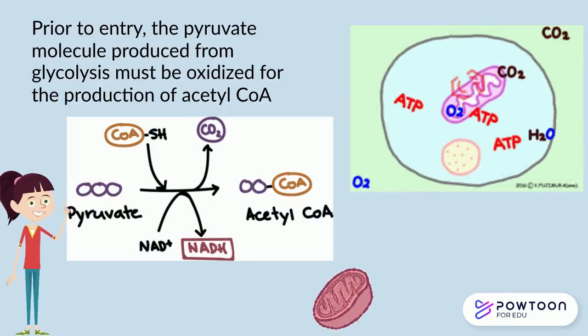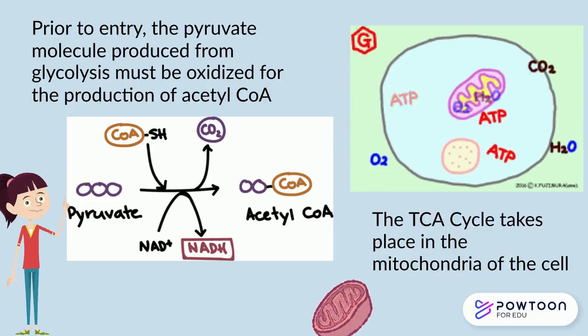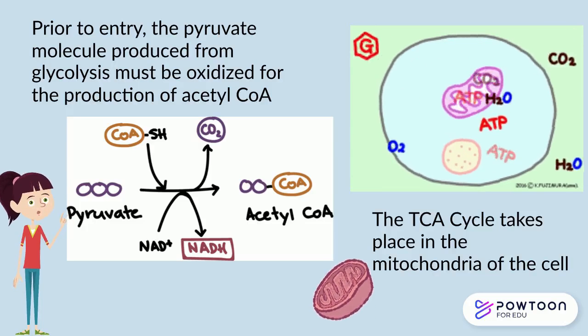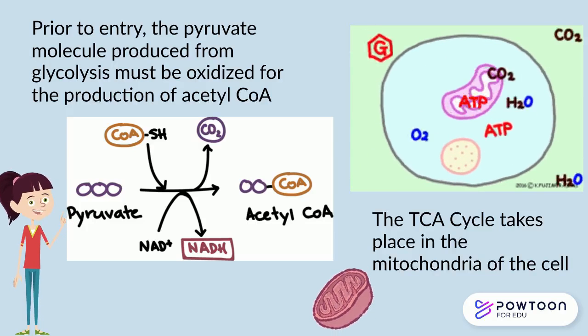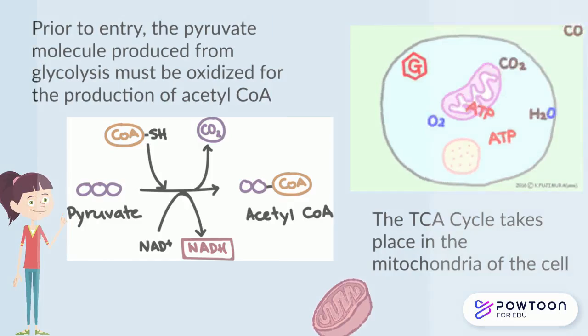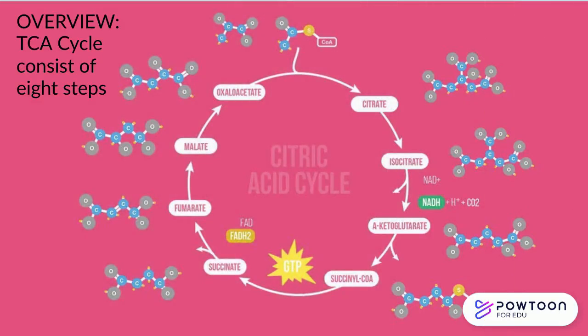Prior to entry, the pyruvate molecule produced from glycolysis must be oxidized for the production of acetyl-CoA. The TCA cycle takes place in the mitochondria of the cell. The TCA cycle consists of 8 steps, which we are about to go over and discuss one by one.